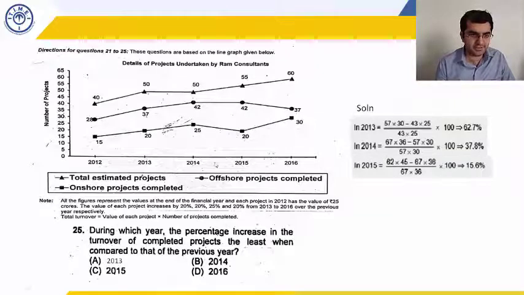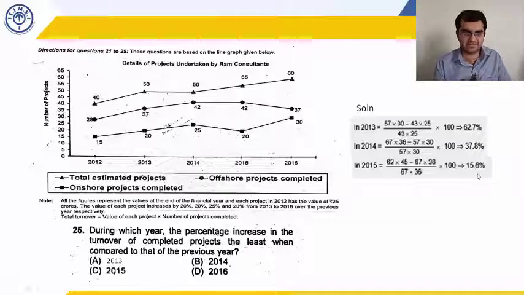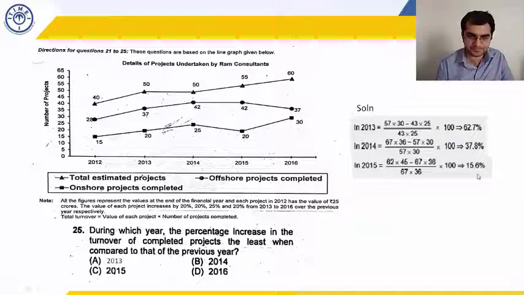Next, 2015, you have 62 projects and 36 increases by 25%. 25% is 1 by 4. 1 by 4 into 36 is 9. So 36 plus 9 is 45. So 62 projects costing 45 crores per project minus for the previous year, I take the data. 67 projects at 36 crores per project. Divide, multiply by 100, I get 15.6%.